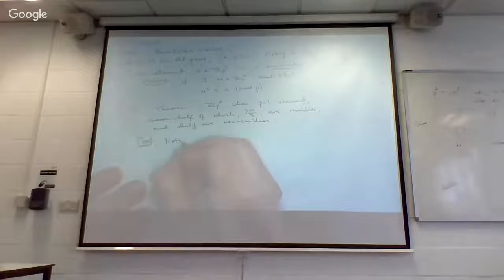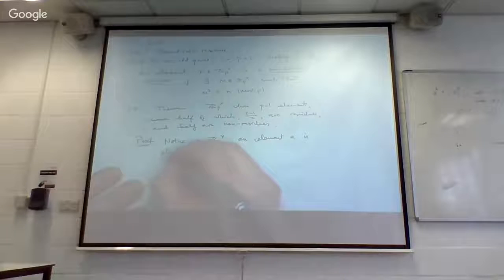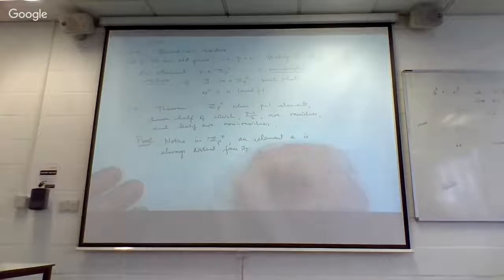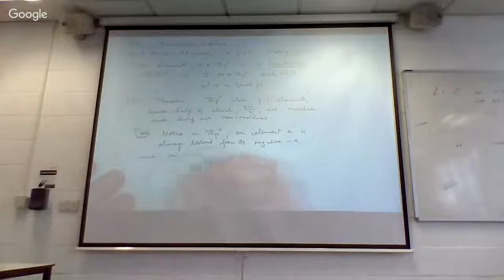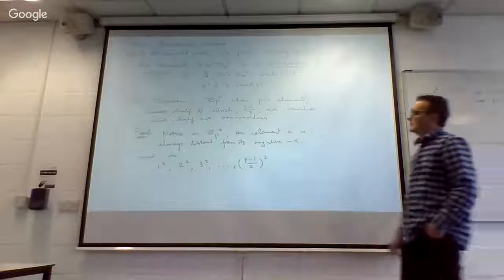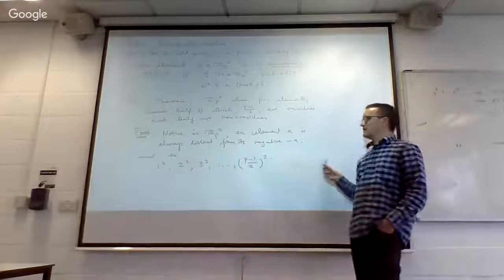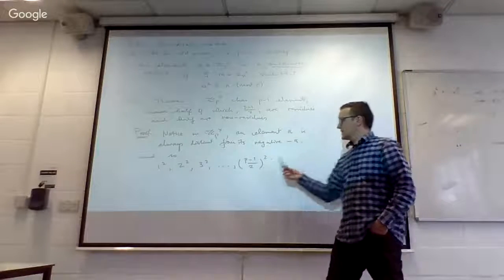Well, yeah. So first, notice in ZP, an element A is always distinct from its negative. And so when you start squaring things, you only need to go up to the square of p minus 1 over 2. We don't need to square any of the other ones because the numbers after p minus 1 over 2 are just the negatives of all of these.